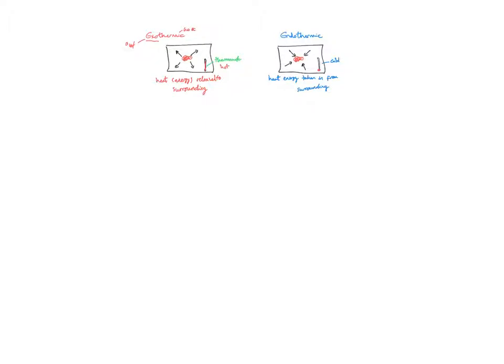Now we're going to apply these ideas to a reaction. The reaction we're going to look at is the combustion of hydrogen. So hydrogen add oxygen makes H2O, and we need to balance that. So if we put those in there, it's balanced.